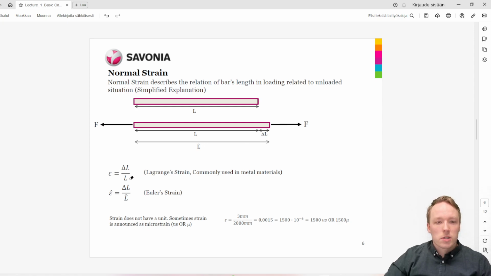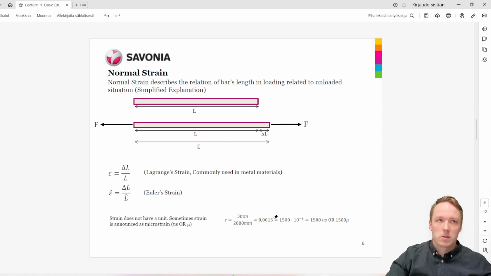In the first case, the way we calculate the strain is the Lagrange strain, the one which we will use in this course mainly. The strain is calculated as the change of the length, so 3 millimeters, divided by the original length, so 2000 millimeters. Here we have the example, 3 millimeters divided by 2000 millimeters. The strain will be 0.0015.